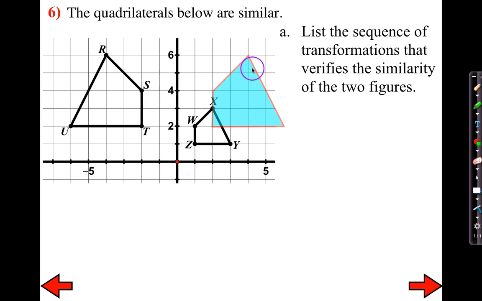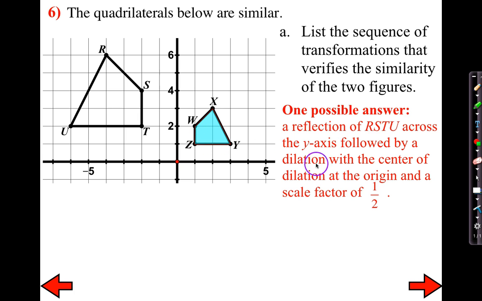Now from here, I can see that the shape is definitely too large, so it needs to be dilated. By what factor though? Well, let's see. Originally, we're going up 2 to the right 2, but I only want to go up 1 to the right 1. So notice I'm going to have to decrease the movement by half. So for those reasons, I'm going to say I'm going to scale it by a scale factor of 1/2. So what's one possible answer? Well, I can say that it was reflected off of the y-axis, and then it was followed by a dilation around the center of the origin by a scale factor of 1/2.